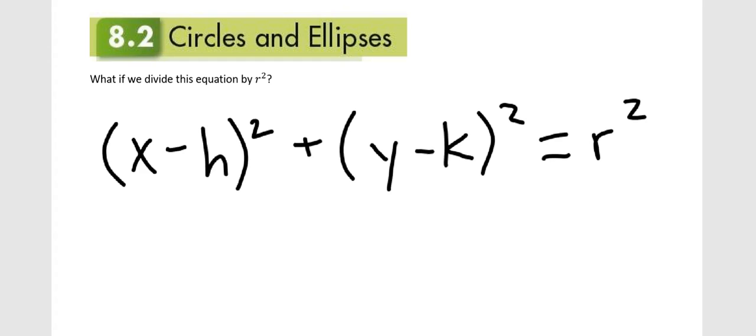Ready? Okay. So if we divide this equation, by the way, where did this equation come from? Last chapter? It's the equation of what? It's the equation of a circle. Right. Okay, which also comes from the Pythagorean theorem. We know that. We studied it in geometry class. What if we took this equation of a circle and we divided by r squared?